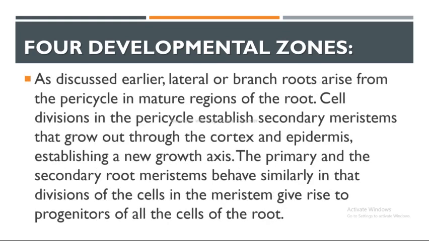As discussed earlier, the lateral or branch roots arise from the pericycle in the mature regions of the root. The cell divisions in the pericycle establish the secondary meristems that grow out through the cortex and epidermis, establishing a new growth axis. The primary and the secondary root meristems behave similarly in that divisions of the cells in the meristem give rise to the progenitors of all the cells of the root.